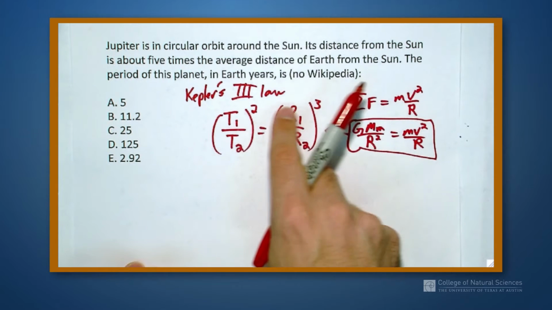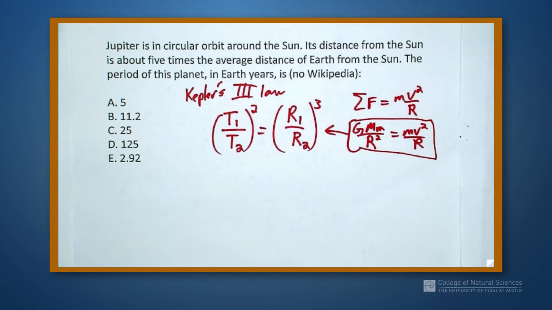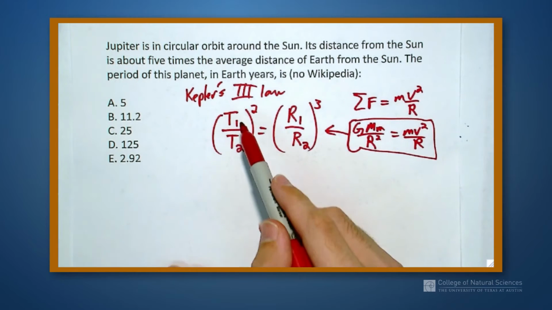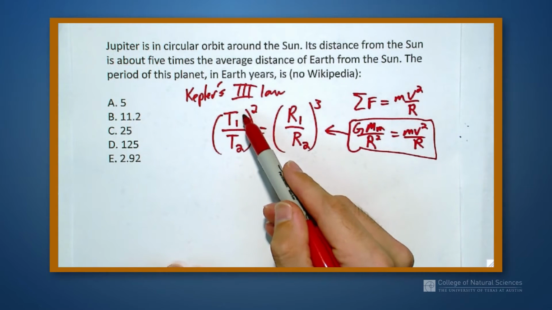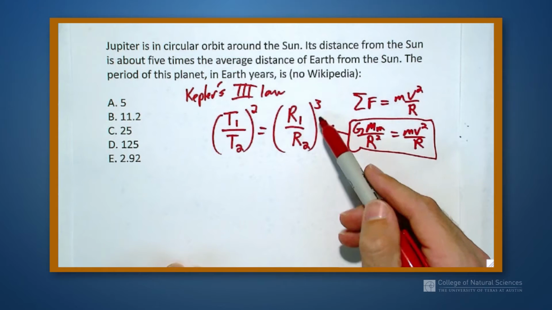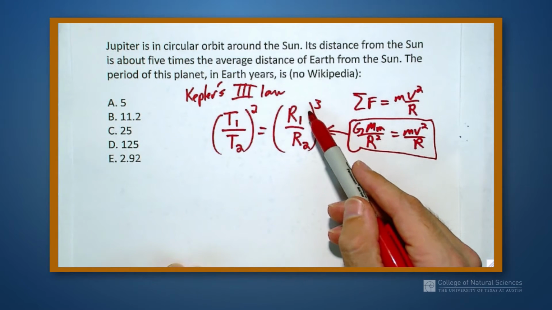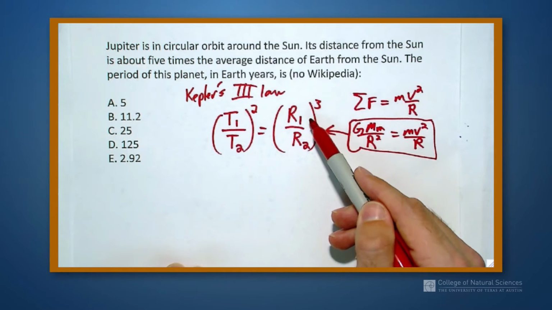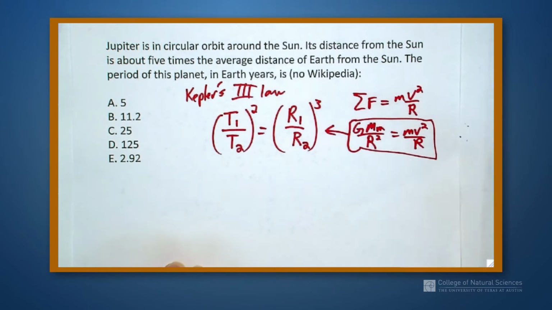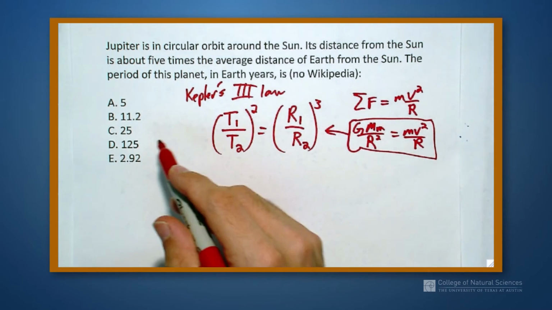It's common to mix up these two values. But Kepler's third law says the ratio of the period squared is proportional to the ratio of the radius cubed. I got a little bit tangled up on my words.